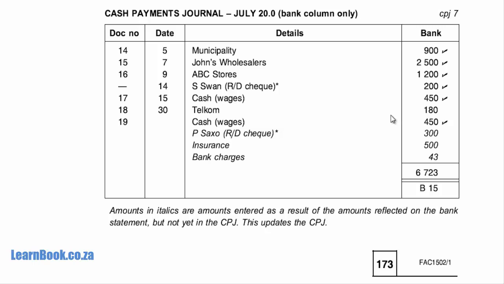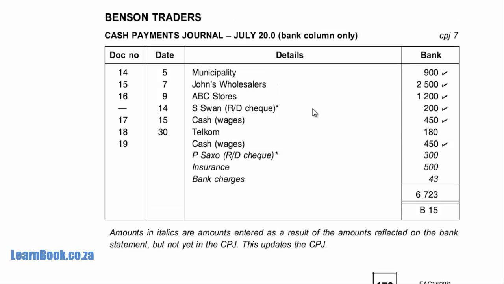Here we see 200 Rand for S1. This is an RD check. An RD check, return to drawer check, means that there were insufficient funds for S1, who is our debtor. So S1 is our debtor and he paid us 200 Rand previously, in the last month, via check. So this 200 Rand increased our bank account last month, but this month we picked up that this check from S1 has bounced and he has insufficient funds.